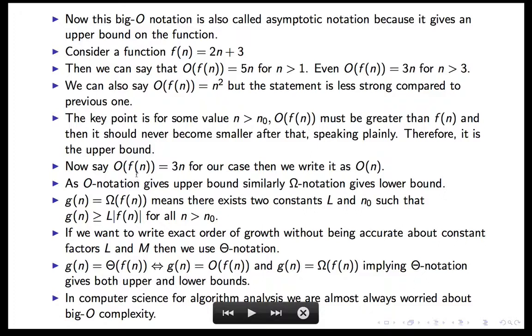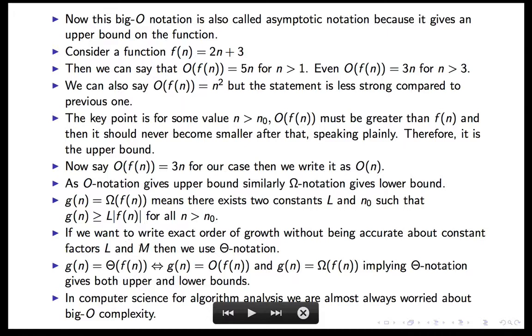As big O notation gives the upper bound, the omega notation gives the lower bound. Now, the mathematical description is given here. Suppose there are two constants L and N0, and G(n) is omega of F(n), then G(n) should be greater than L times modulus of F(n) for all n greater than N0.